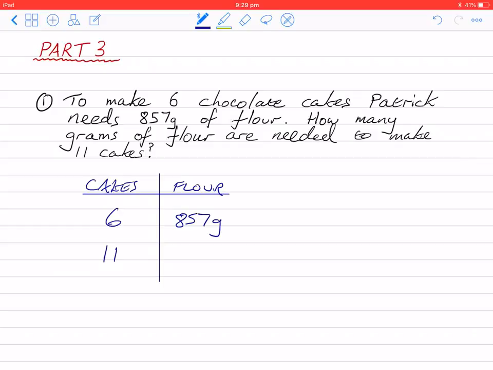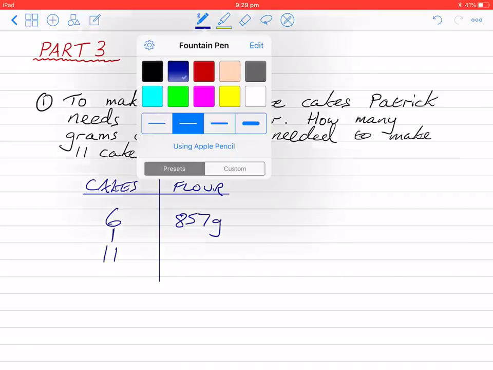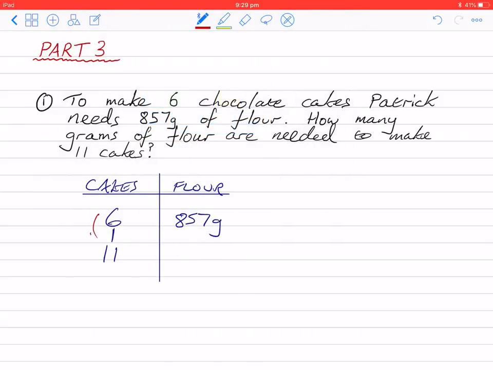So I'm going to leave that gap and I'm going to find out 1 cake. So I'm going to use this unitary method. So get my red pen. So turn 6 into 1. I'm going to divide that by 6 and do the same over here. Divide that by 6.